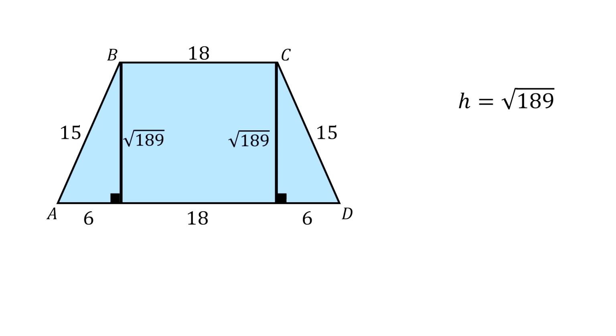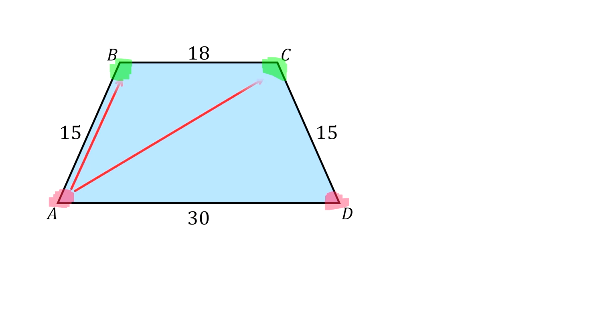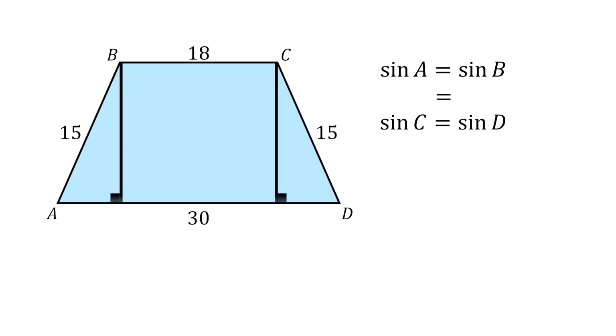Before we find the area of the trapezoid, we need to determine one more thing. Since this is an isosceles trapezoid, angles A and D are equal, and angles B and C are equal. Also, angles A and D are supplementary to angles B and C. Therefore, the sines of all four angles are equal. All we need to do is calculate the sine of angle D.